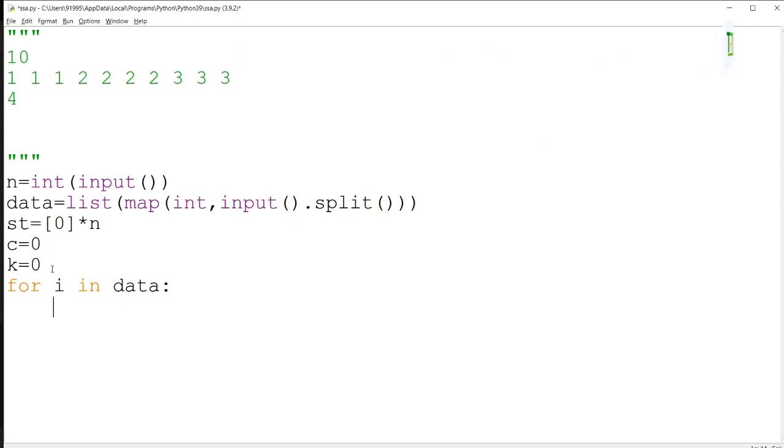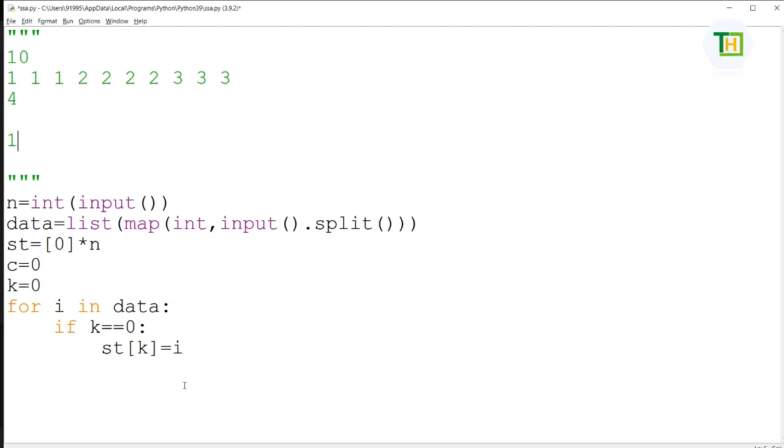I in data. Now I'm going to check here if k is equal to 0. If it is 0, initially I'm going to set k is equal to I. That means if the stack is empty, first of all, I have to insert 1, right? I have to insert 1. And that's why I'm going to write here like this. If k is not equal to 0, then I have to check.